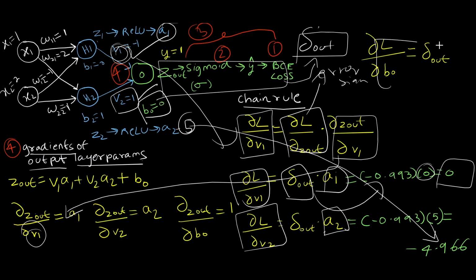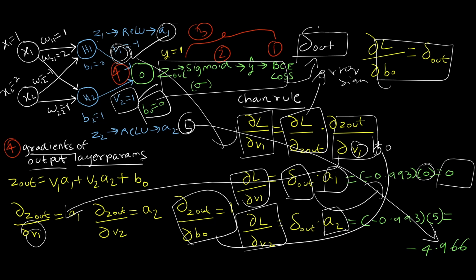So we have the bias. Using the chain rule, we will have the gradient of the same thing, but here instead of v1 we will have b0, which is the bias of the output neuron. This thing we already calculated to be 1, so it will be substituted here and this whole thing will be 1. So we are left only with delta out, which is the error signal of the output. That's why we just mention it here directly.